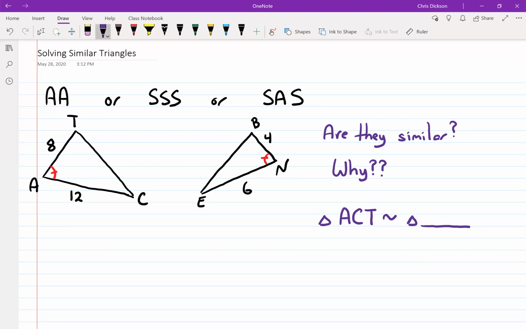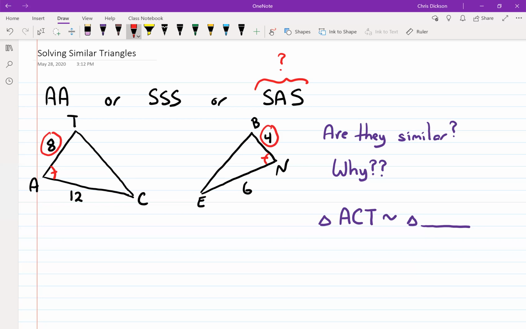So anyway, do these two triangles meet any of these three criteria here? Well, it looks like I've been given two sides and an angle. So I guess I would want to know, is this true then? Is this SAS triangle actually similar? And so the rule for SAS triangles is you have to have one angle that's the same, which we have, and then you have to have two other sides, but those two sides have to be proportionally related to each other. So it looks like the line AT, this 8 here, is double the line BN.